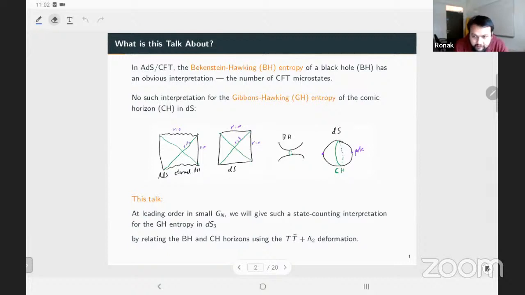So to set the stage, I have drawn some pictures of the eternal black hole in AdS and de Sitter to remind you of what's similar and what's different. So the first picture is the Penrose diagram of the eternal black hole. As you go outward in a space-like direction, the radius of the internal circle diverges, and as you go inside the horizon, you hit a singularity where the radius goes to 0.